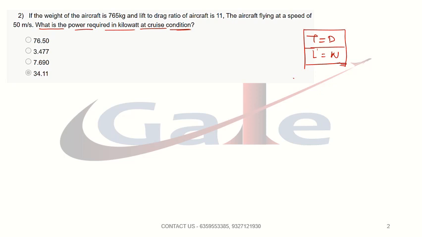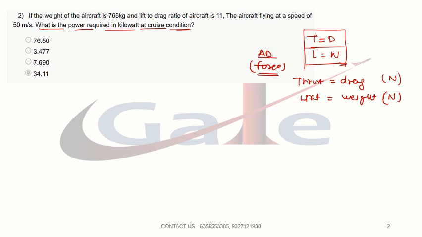Okay, let me write clearly. Thrust is equal to drag, and lift is equal to weight of aircraft, and all these are in Newton. These are nothing but the aerodynamic forces. Okay, please keep this in mind.